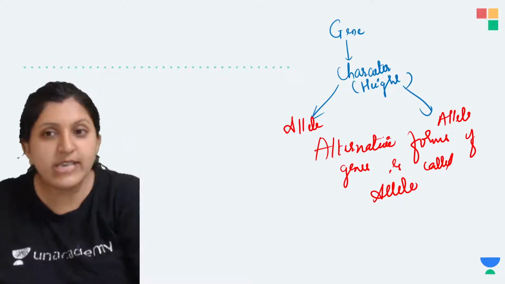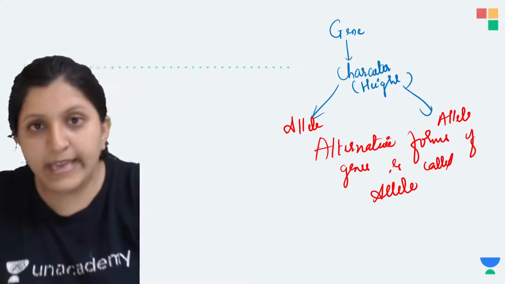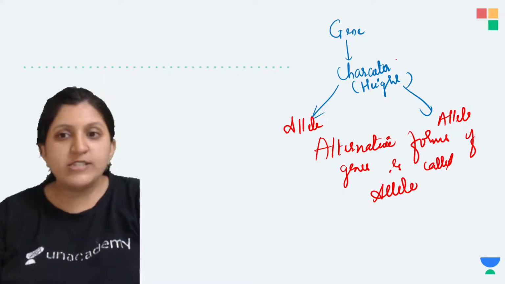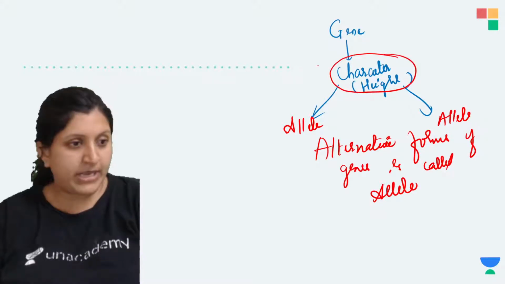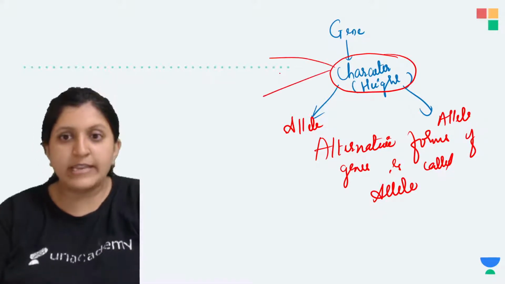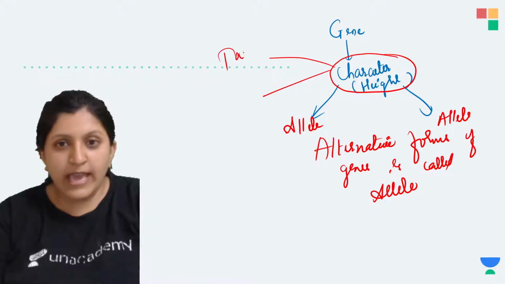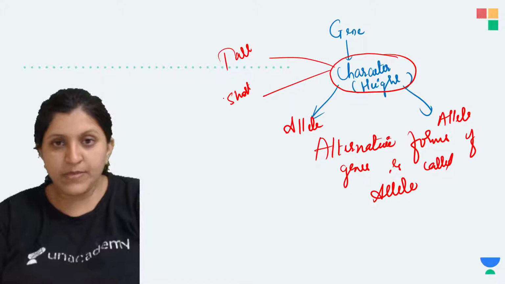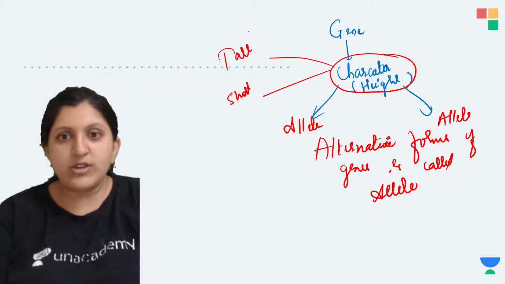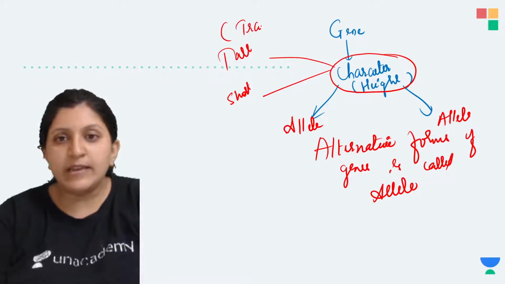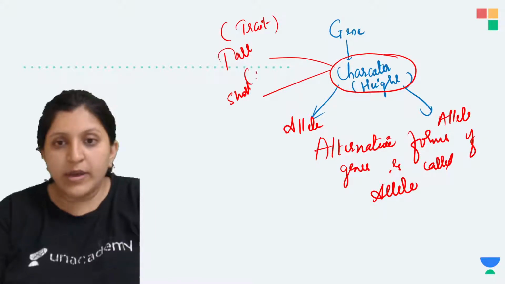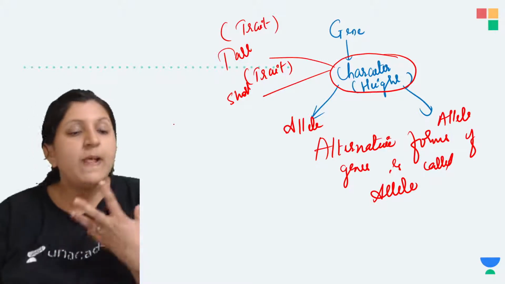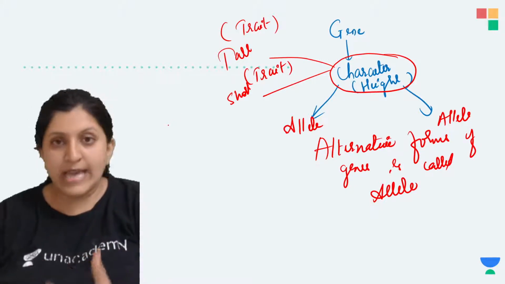The allele is actually taking care of the expression that has to occur. This gene is specific for coding a particular character. Let's say the character is height: there is a tall character and there is a short character. These are the traits of a character. This one is a trait, and the other one is also a trait. Depending on which is going to express itself, we can see the result in an individual.